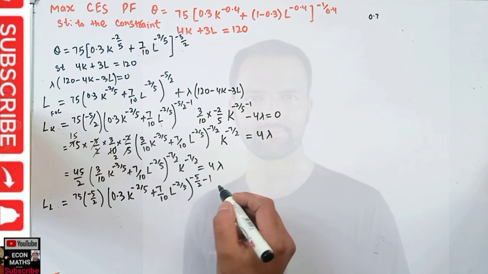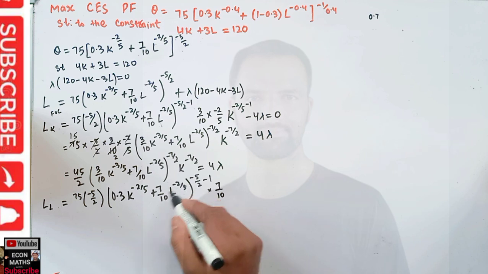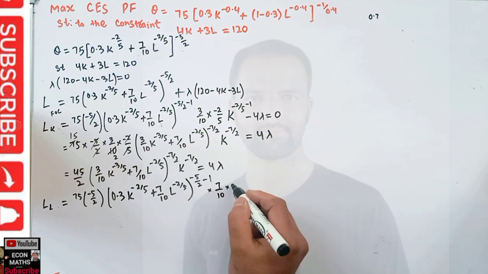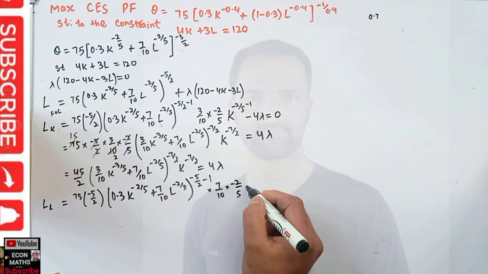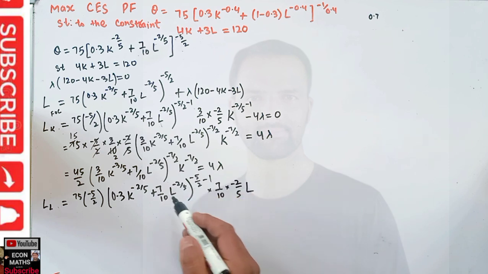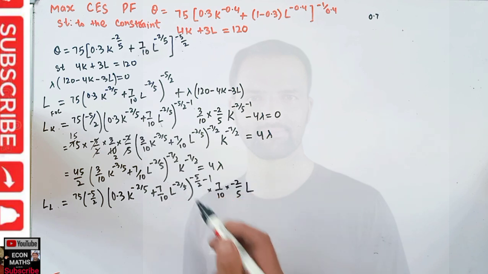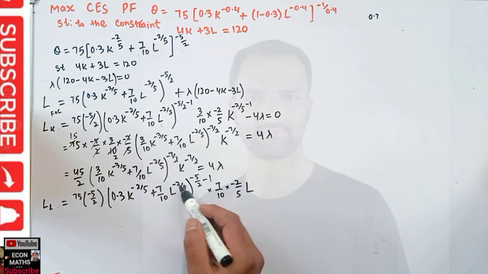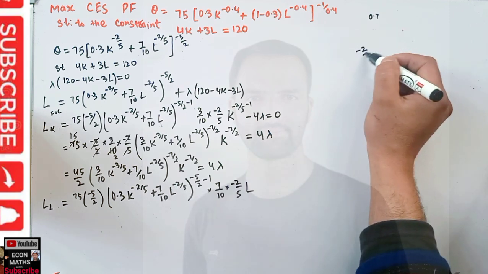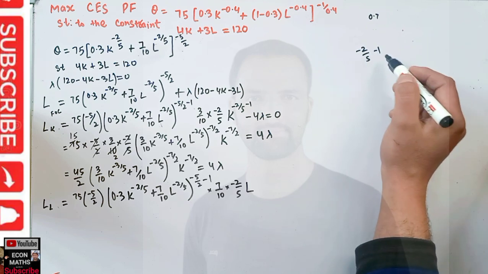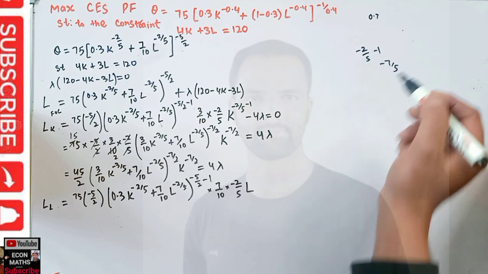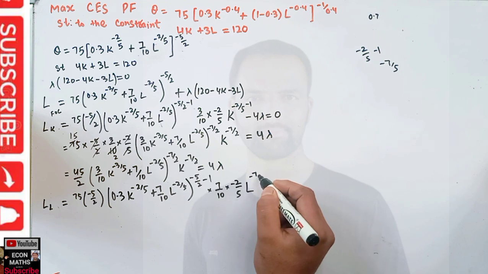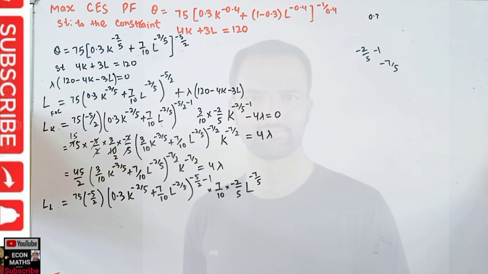So we have here 7 upon 10, this will become coefficient, so this will become minus 2 upon 5 L to the power. Now if we subtract 1, because we are using the power function rule here, minus 2 upon 5 minus 1, what is minus 2 upon 5 minus 1? This comes out to be minus 7 upon 5 again. So we have minus 7 upon 5. I'm just skipping one step here.